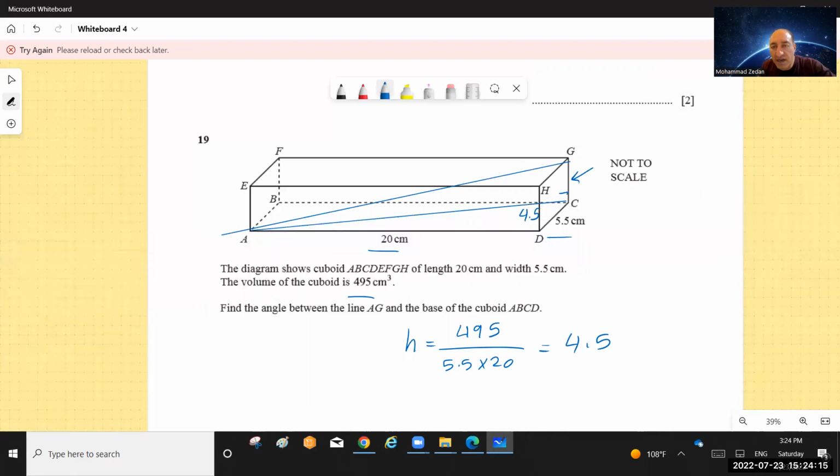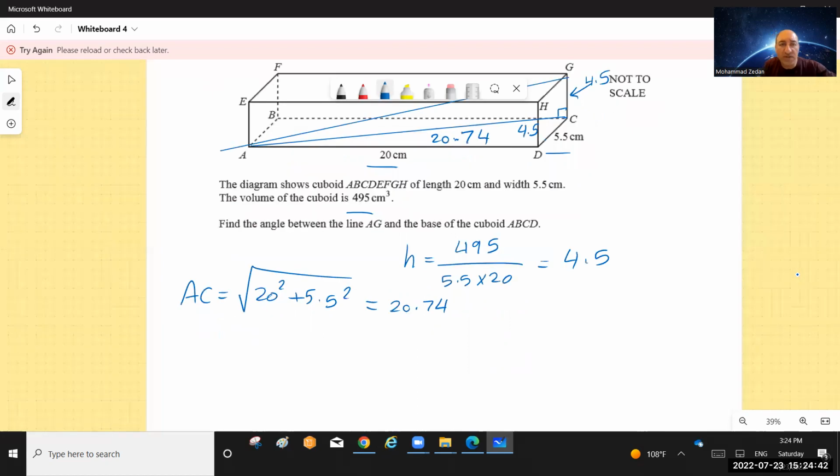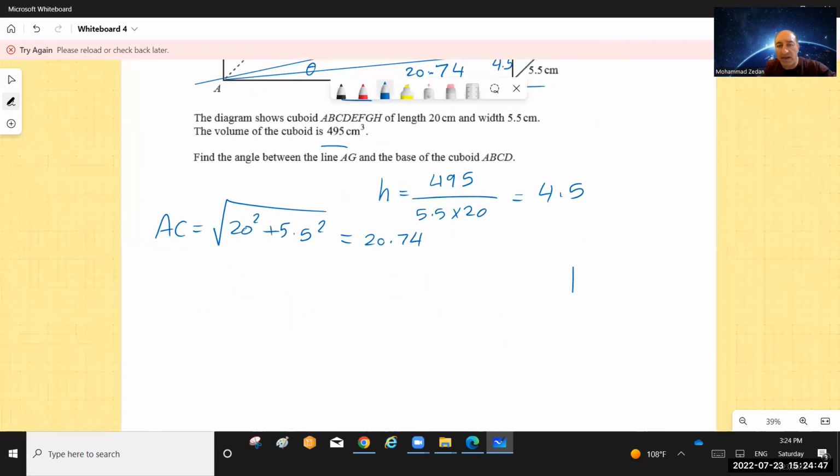Now this triangle is right angle. First of all, you find AC. The AC you can find as the square root of 20 squared plus 5.5 squared, which is 20.74. And after that, you have this side 20.74, and you have the opposite side 4.5, the height we get. So you have a triangle. Now, of course, this angle theta I'm looking for.